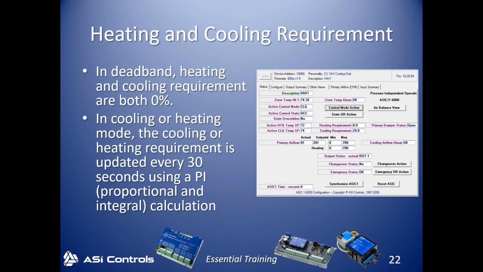If we go into the cooling mode, then every 30 seconds, we'll run a PI calculation to update the cooling requirement. If we're in the heating mode, every 30 seconds, we run a PI calculation to calculate the heating requirement. And the PI calculation, you've probably heard of the term PID. It's just the PID calculation without the D. And usually you don't need the D for HVAC cases.